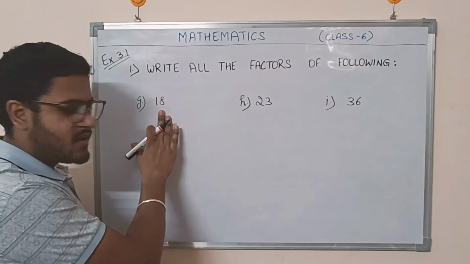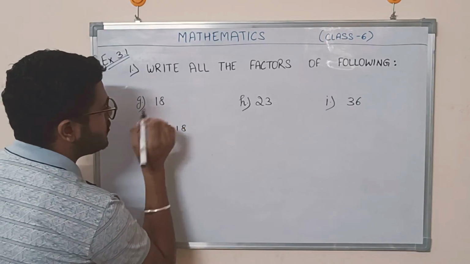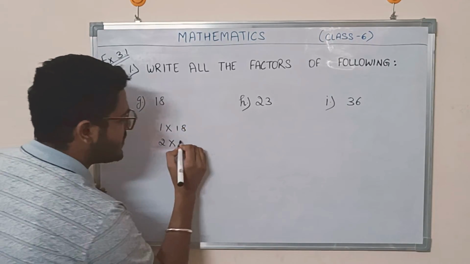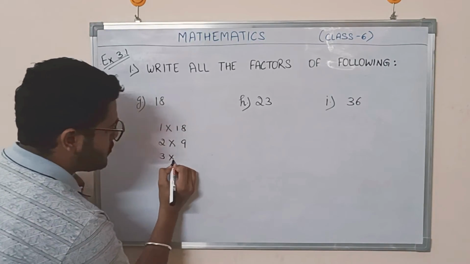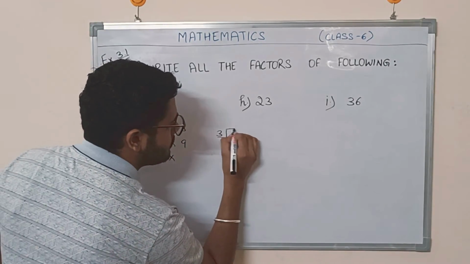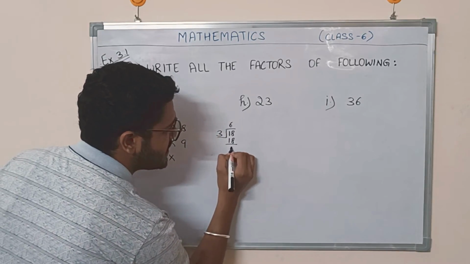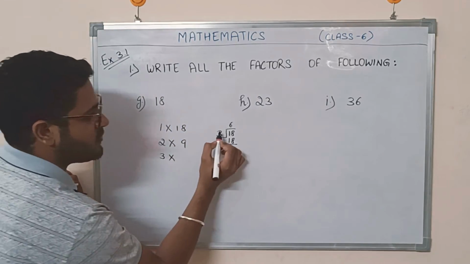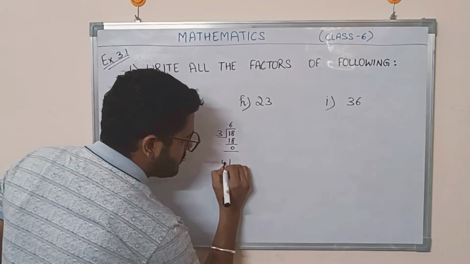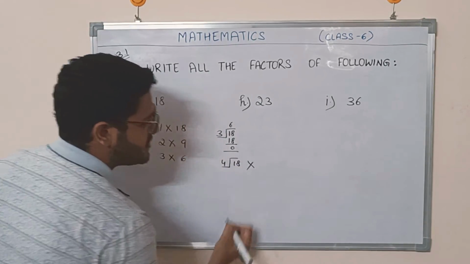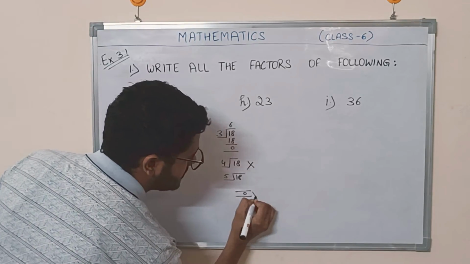Next example is 18. First it will be 1 into 18. Okay. When you divide 18 with 2, you will get 9. Okay. Let's try with 3. When 18 is divided by 3, you will get 6 3s are 18 and remainder 0. So from here it's 3 into 6. Okay. Now when you try with 4, you won't get 0. When you try with 5, you won't get the remainder 0.